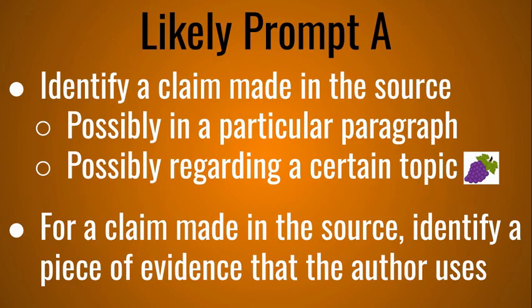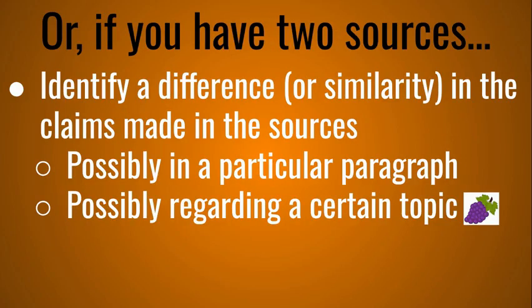For a claim made in the source, identify a piece of evidence that the author uses. That's another one that they'll do. So instead of identifying the claim, you identify a piece of evidence. Obviously, you'll also need to know what the claim is. So that's another one that they do with some frequency.